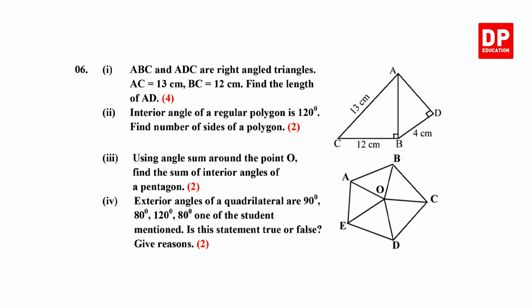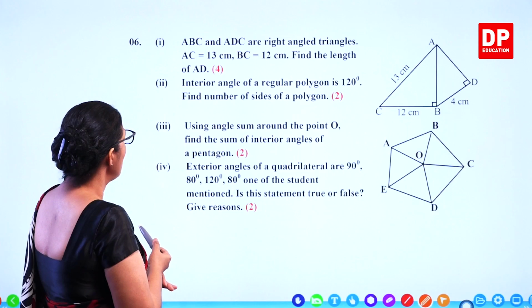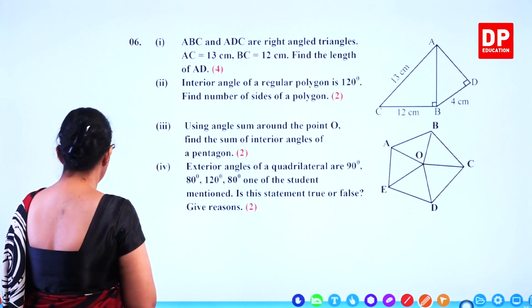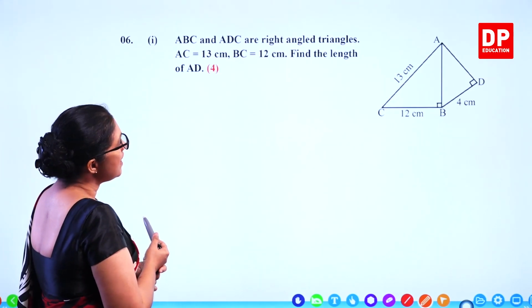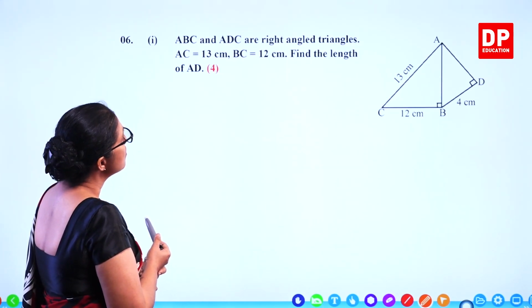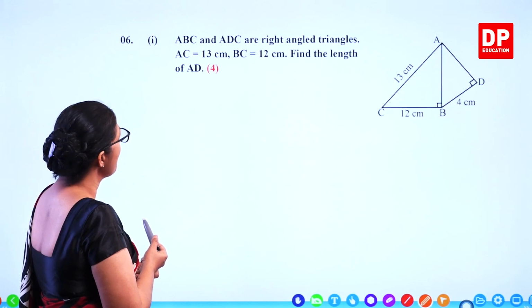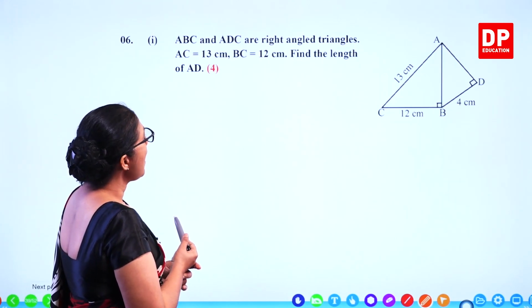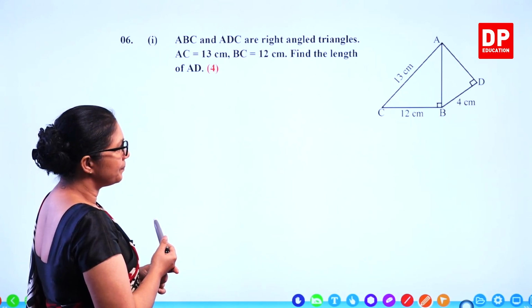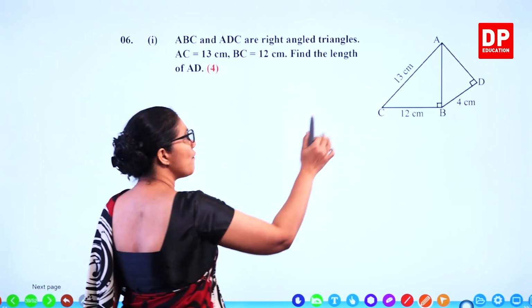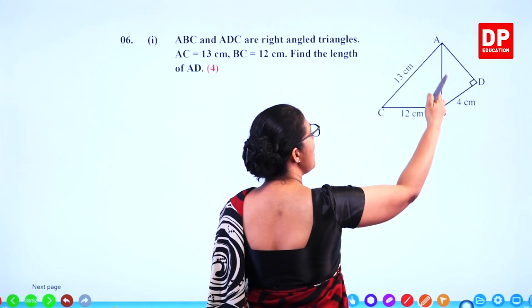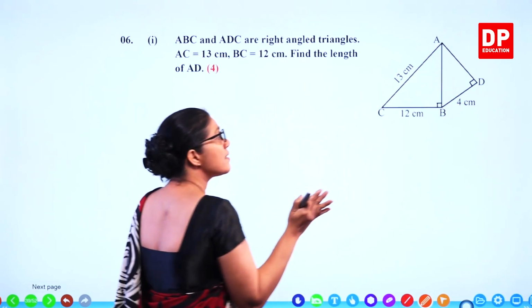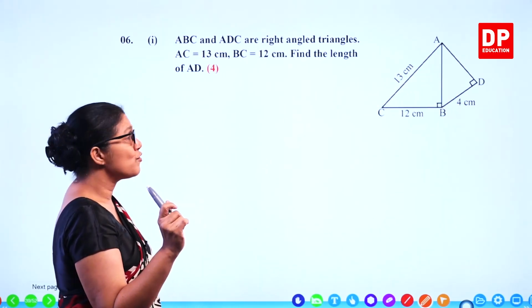Question number 6. 2 diagrams are there. So you have to find out angles. ABC and ADC are 2 right angle triangles. AC is 13, BC is 12, and find the length of AD. So that means you have to first find AB and then apply the Pythagoras theorem again. So twice you have to apply.